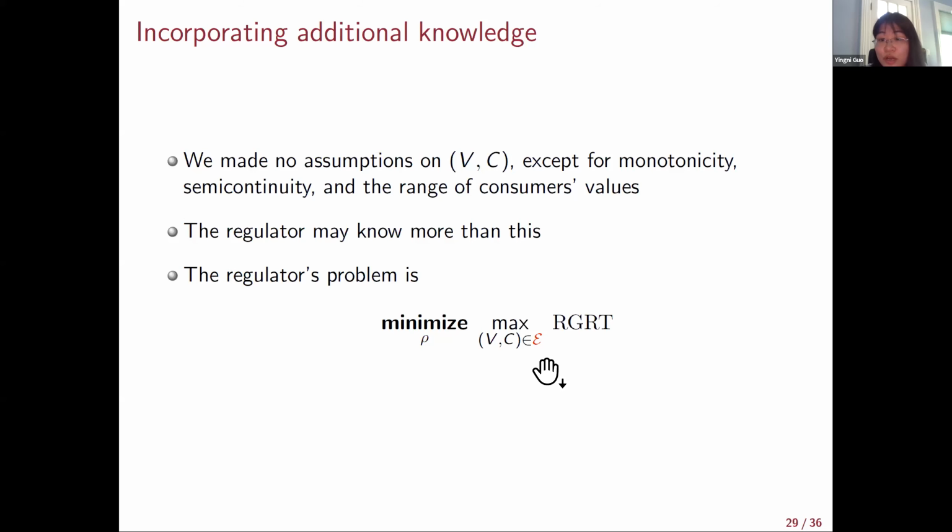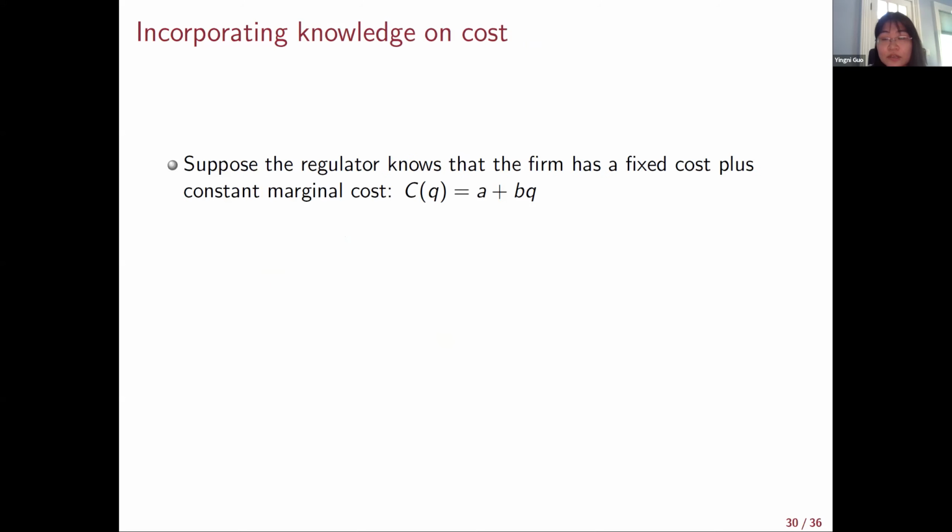All we need to do is to incorporate the knowledge in this set, capital E. So we choose a policy to minimize the worst case regret, and the worst case regret is calculated across all the demand and cost functions that are in this set E. As we make E smaller, the worst case regret is going to be smaller as well. Now we will look at two different sets of E to illustrate how to extend our analysis to incorporate additional information about demand and cost.